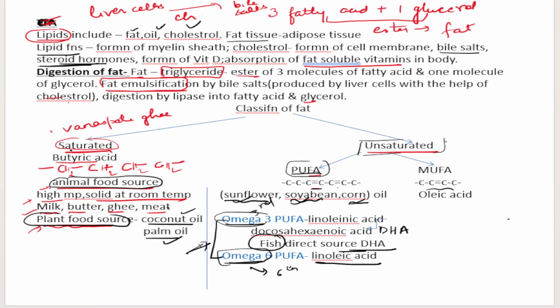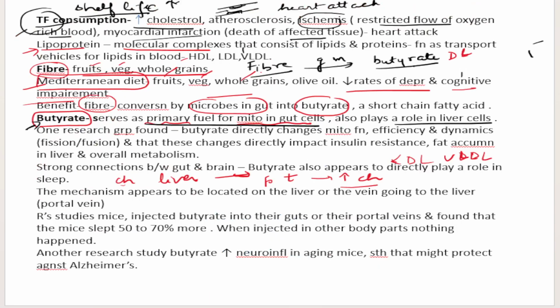Butyric acid is a saturated fat. Now butyrate is a short chain fatty acid which is converted into a primary fuel for mitochondria. It is helping the mitochondria. It is beneficial for the mitochondria in the gut cells, and it also plays a role in liver cells. So this is how fiber-rich foods are good for our metabolic and mental health.